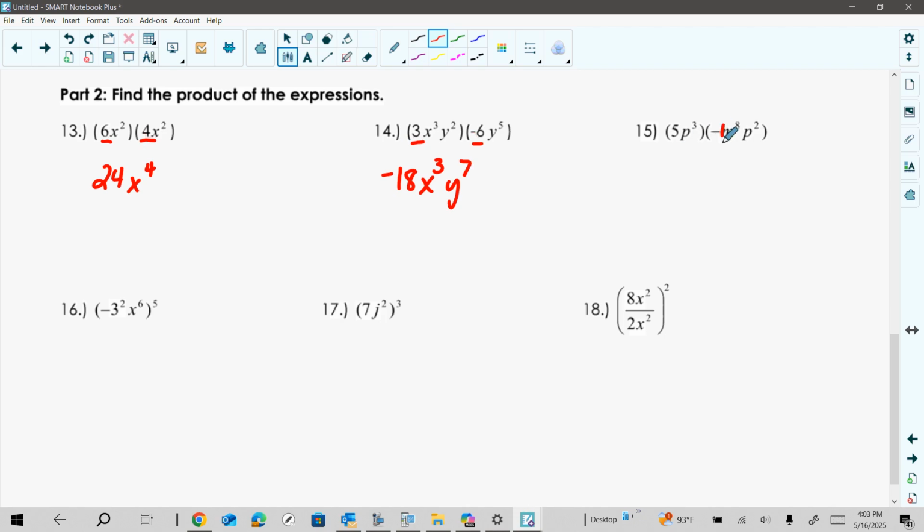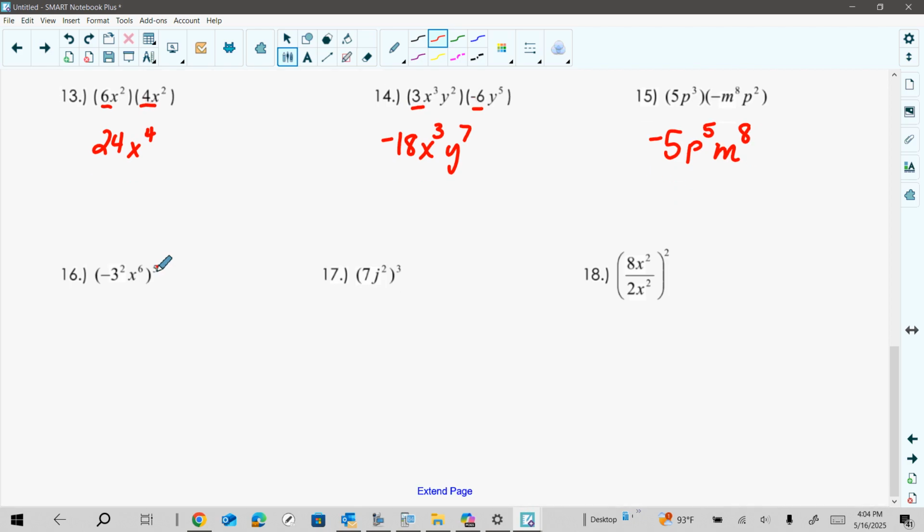So this is like an invisible one, so this is a negative 5. This will be p to the 5th power. I can add those exponents. And then it was m, right? Yeah, m. M to the 8th. Now when we get here, we have to distribute those exponents. So this is negative 3 to the 10th power, x to the 30th power. And this is one thing I didn't say in the example, but if you have a negative and you have an even exponent, that's going to turn into a positive.